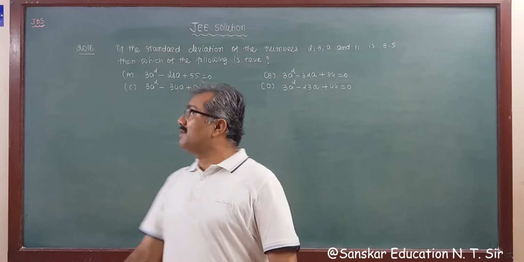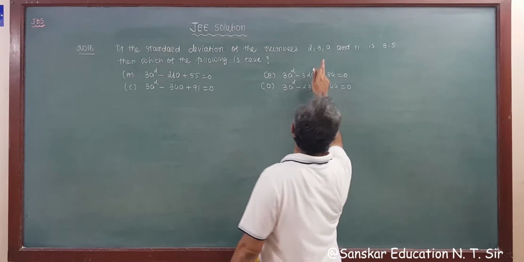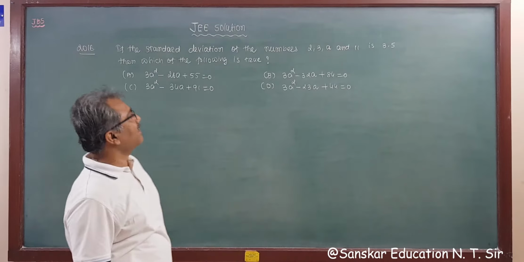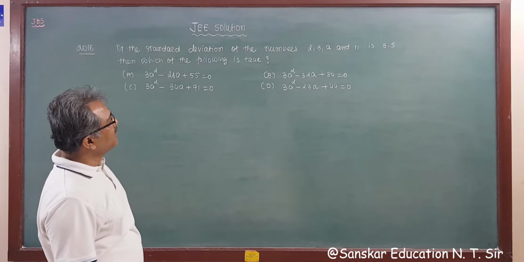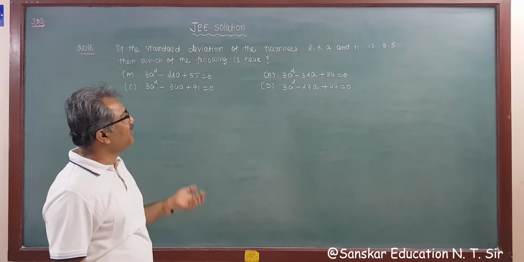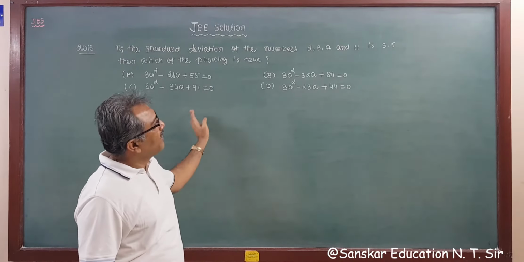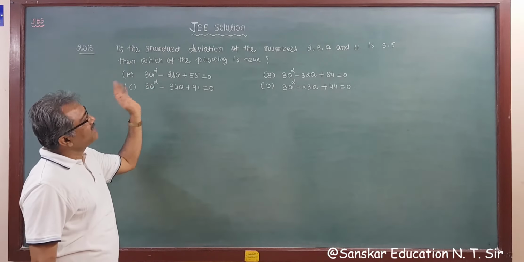So, 2016 question: if the standard deviation of the numbers 2, 3, a (small a), and 11 is 3.5, then which of the following is true? We are not required to find the value of a, because all the options contain a. So we just have to simplify and find the standard deviation.